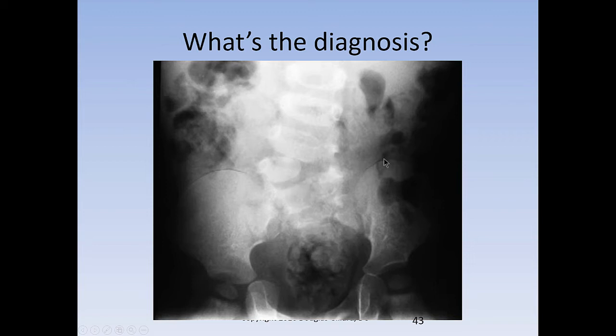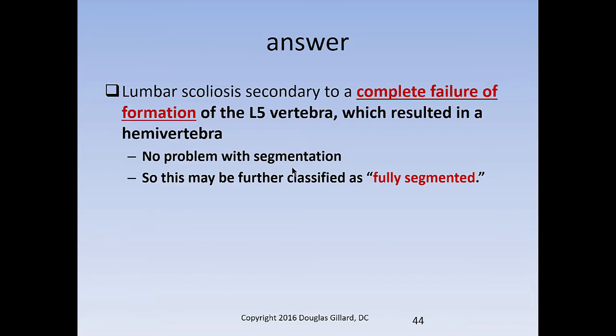That's probably right at the level of the iliac crest. That's probably L4, but it could be supernumerary. But I don't think so. I think this one is a real hemivertebra of L4. So failure of formation, complete failure of formation, we'll just say, with an L4. There's your answer.